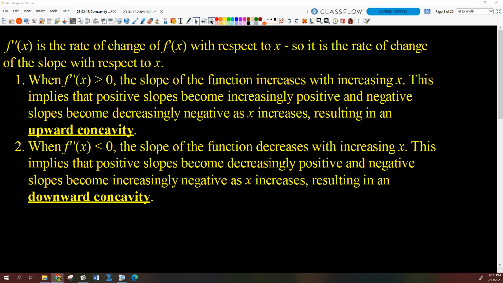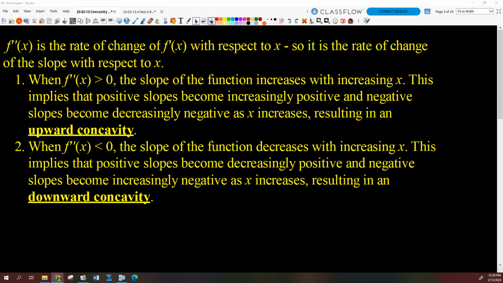Okay, so a couple things here. This is a little bit wordy, but we need to agree on some definitions. The second derivative, f double prime of x, is the rate of change of f prime of x. And we've talked about this before. Remember, we've done some stuff in the past. We've already sort of laid the framework for this discussion.